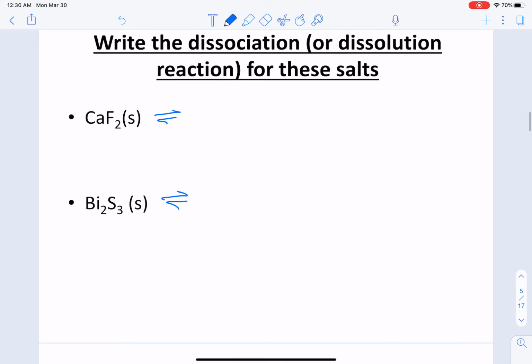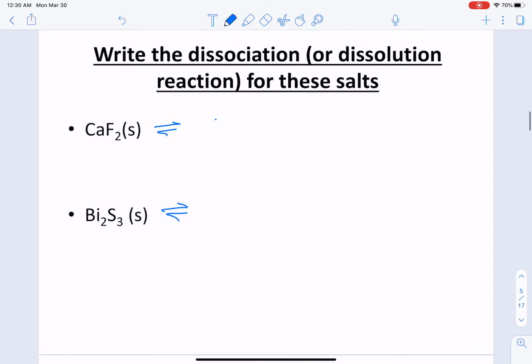Why don't you go ahead and try writing the dissolution or dissociation reactions for these salts in water. You can pause, try that out. Here's what you should have. Calcium fluoride will break apart into calcium ions and fluoride ions. And to balance it, we would need 2 fluoride. So it's a 1-to-2 ratio between those 2 ions.